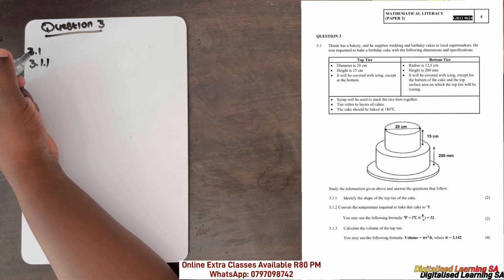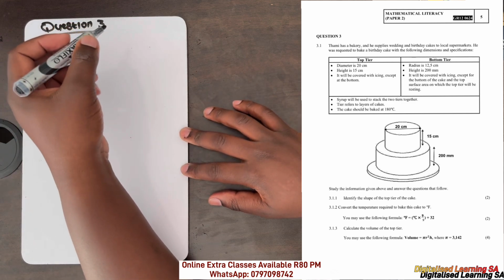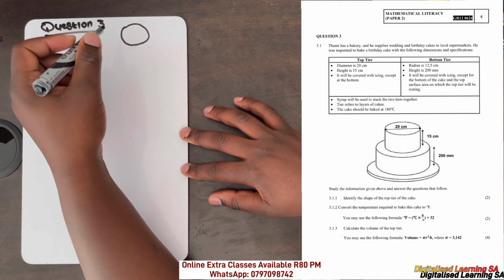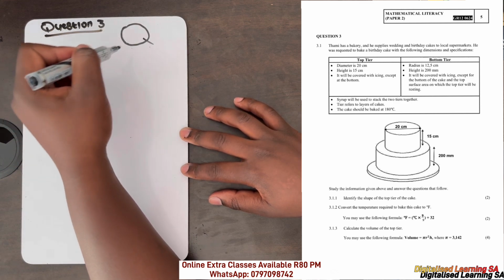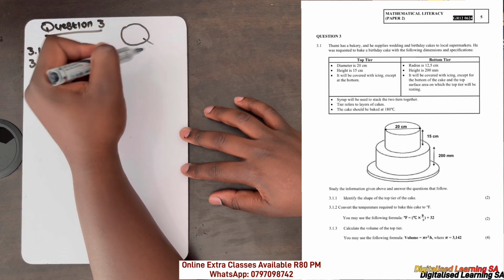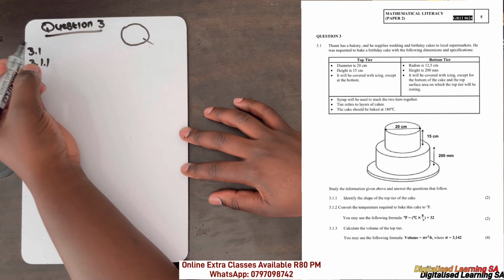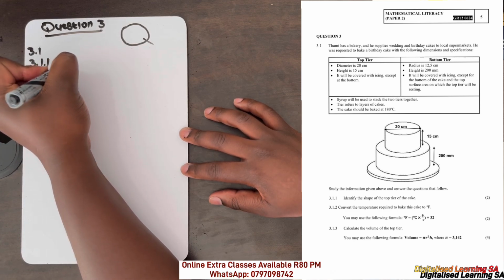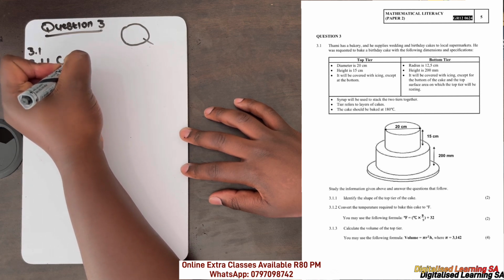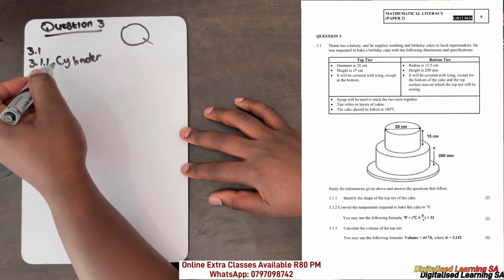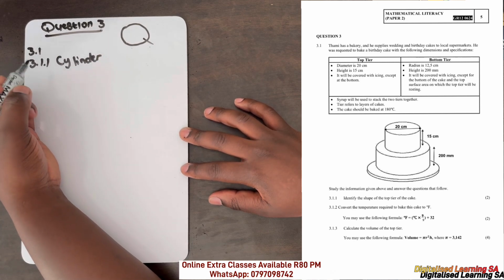Question 3.1.1 says to identify the shape of the top tier of the cake. We can see that our cake is represented in this form, and this is a circle, meaning that our answer would easily be a cylinder. So the shape would be a cylinder, because we don't have a circle as a shape. It's a cylinder.